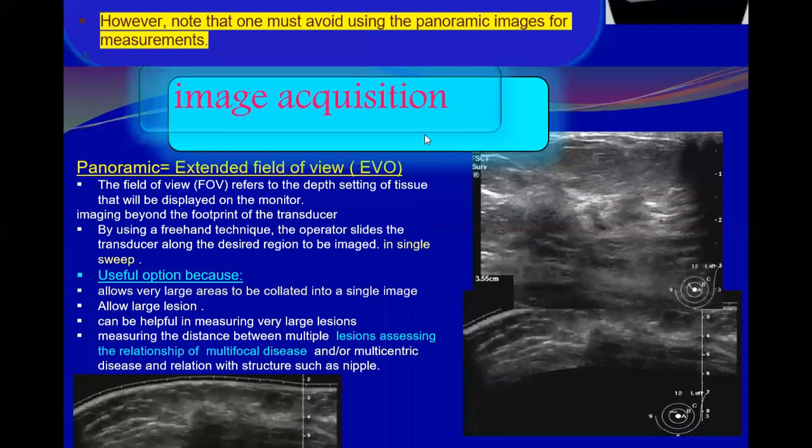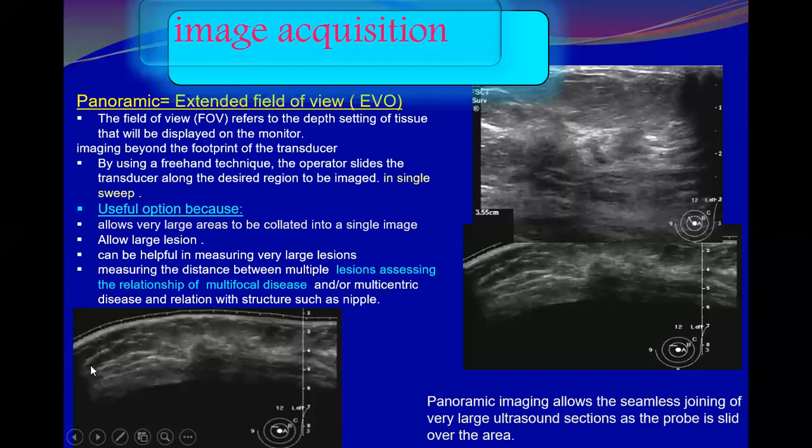You use the machine, you press a button and you sweep throughout the area of interest like this, okay? Giving a single image for a larger area extending beyond the footprint. If the footprint is 5 centimeters, this area might extend up to 10 centimeters continuously. We call it a panoramic view or extended field of view. It is an option, you see? And it is helpful, especially in case of multifocal and multicentric disease.